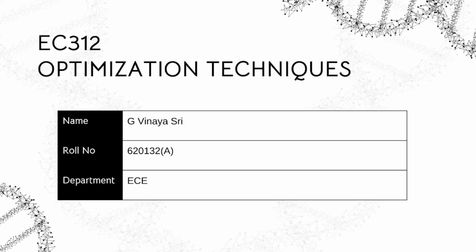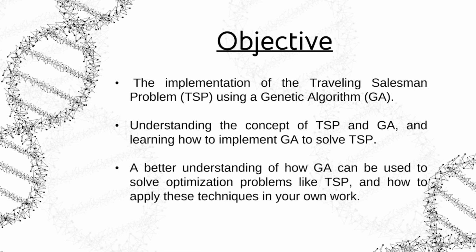My name is Vinaya Sri and I am currently pursuing my third year of Bachelor of Technology in Electronics and Communication Engineering. For my course project, I have implemented the Traveling Salesman Problem using genetic algorithm. In this video, I'll be demonstrating how genetic algorithm can be used to solve the traveling salesman problem. I will explain the algorithm, show how it works, and discuss the results of the implementation. I hope you find this video informative and useful.